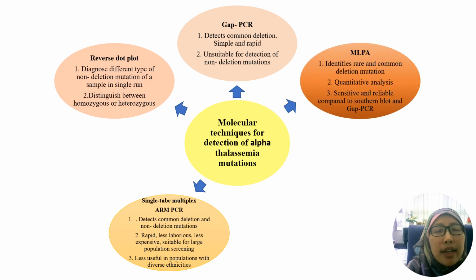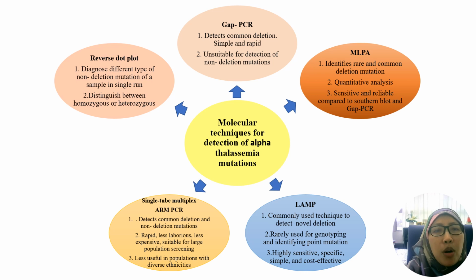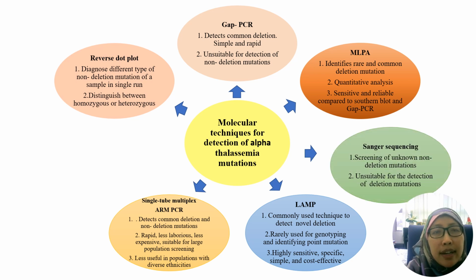MLPA is able to detect large common and uncommon deletions, as well as hemoglobin Constant Spring for non-deletional mutation. LAMP, or loop-mediated isothermal amplification, has been applied for the rapid detection of several diseases, including thalassemia. This method uses a single-tube amplification with isothermal conditions. The result can be read by the naked eye based on the colorimetric assay, lateral flow with specific probe, or turbidity. Next, we have Sanger sequencing.